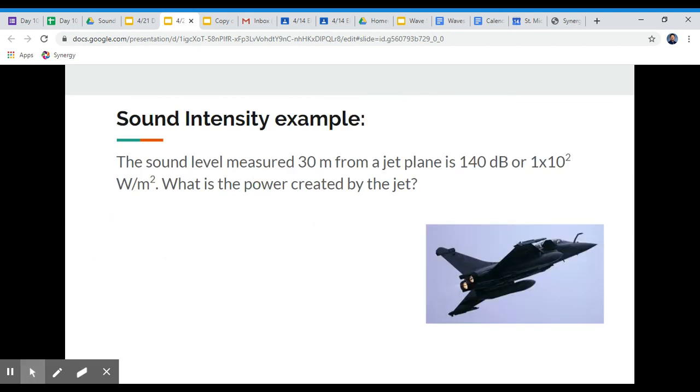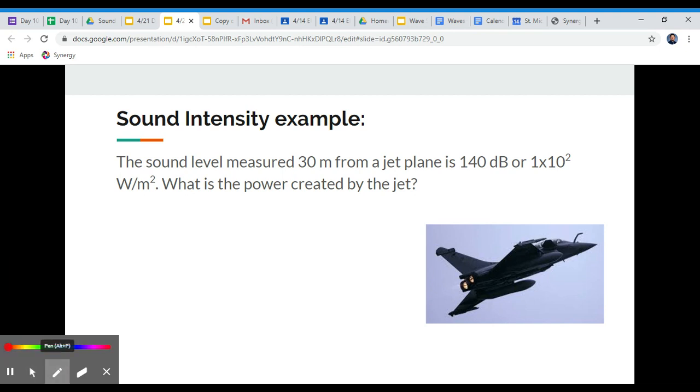Okay, so let's take a look at a sound intensity example. If we're talking about the sound level measured from 30 meters away from a jet plane at 140 decibels, or we'll call it 1 times 10 to the second watts per meter squared, what is the power created by the jet?